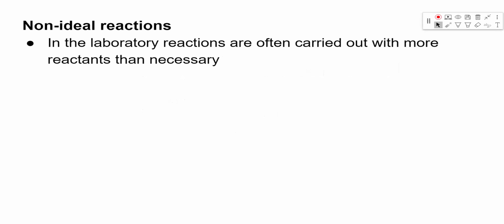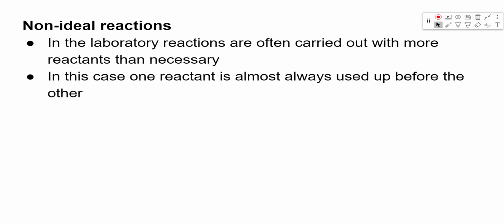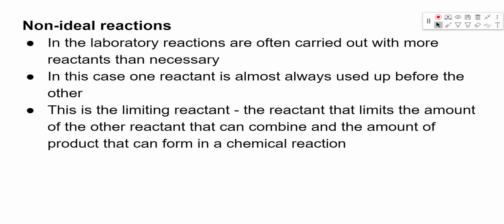In laboratories, we often have way more of one reactant than we need than another. In this case, that means one of those reactants is going to get used up before the other one does, and we call that one the limiting reactant. It's the reactant that limits the amount of the other reactant that can combine with it, and therefore limits the amount of product that you can form in the chemical reaction.